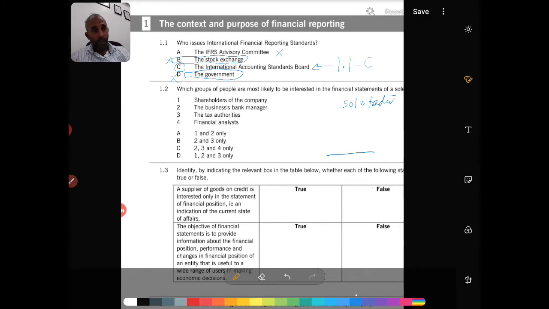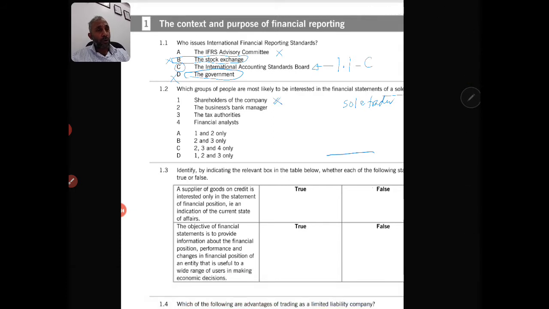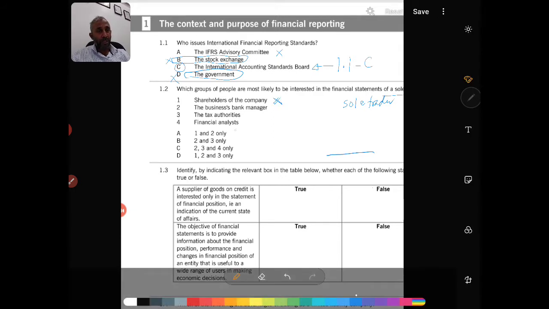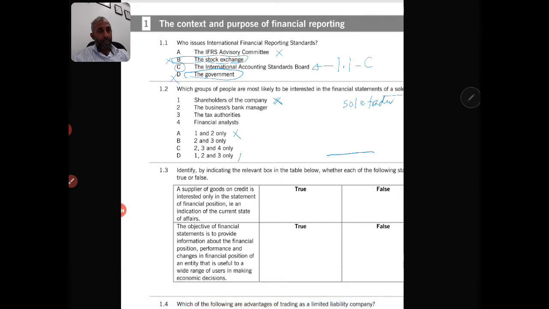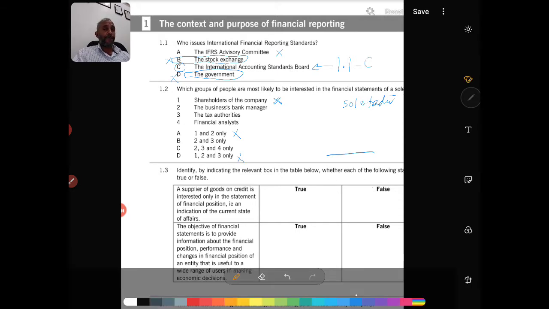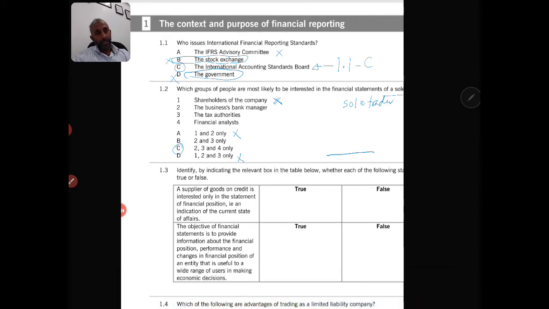Shareholders of the company, no, because for a sole trader there are no shareholders. So answer 1 must be wrong. If answer 1 is wrong, A is wrong and D is wrong. This is the process known as the elimination process. So we eliminate A and D, and we are left with B and C. The business bank manager, yes, we need them to be interested in the financial statements of a sole trader, as well as the tax authorities, and the finance analyst. So the answer is C.